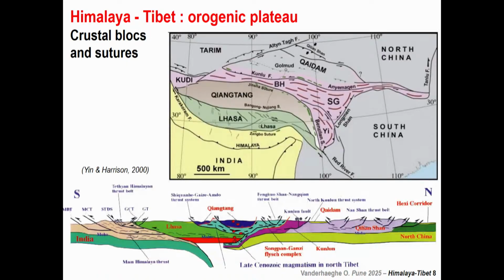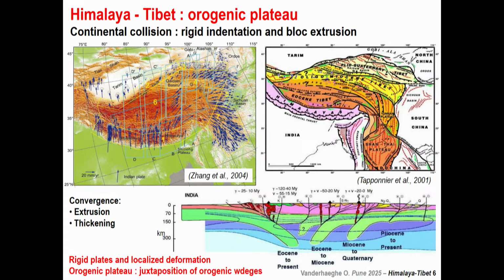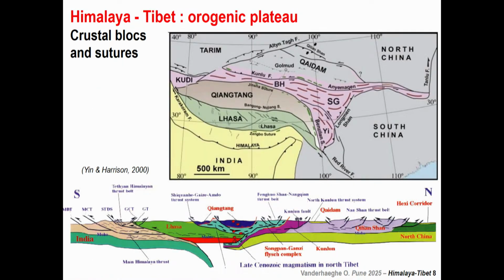Okay. So that's the view with the blocks, Lhasa, Qiangtang, Songpan-Ganze, and Qaidam. And that's a similar view, Yin and Harrison 2000, similar to the one proposed by Tapponnier, with juxtaposition of several wedges, each of them associated with closure of one ocean with one subduction. And another point here is that you see that crustal structures can be followed from the surface all the way down to the Moho and even sometimes in the lithosphere.